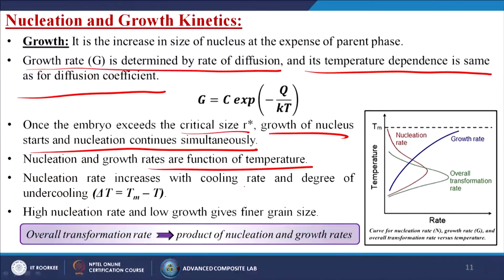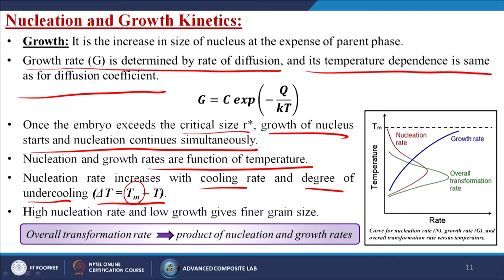Nucleation rate increases with cooling rate and degree of undercooling. That means delta T is equal to Tm minus T, where Tm is the melting temperature. High nucleation rate and low growth give a finer grain size. So, what is the consequence? Overall transformation rate means the product of nucleation and growth rates.